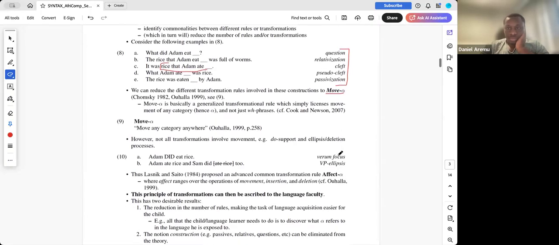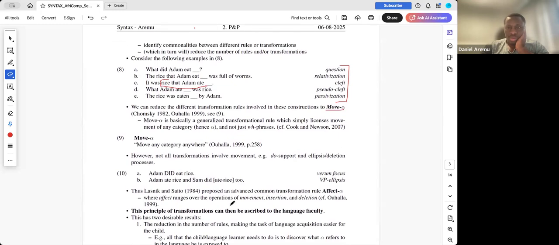However, is that a question? Okay. Can you give the name of the author? What do you mean? Author of what? Is it move alpha? If it's the author of move alpha, of course, this is the author, and that's the year he proposed it. That's Chomsky. So move alpha. And this is the definition in 9.